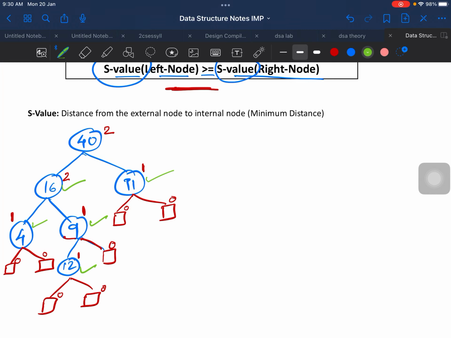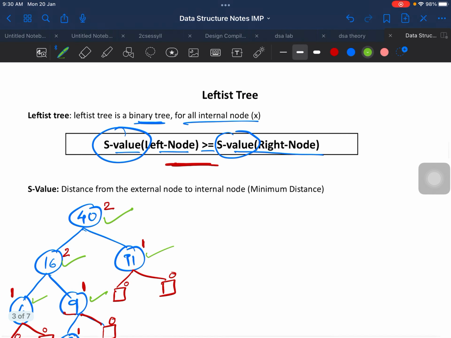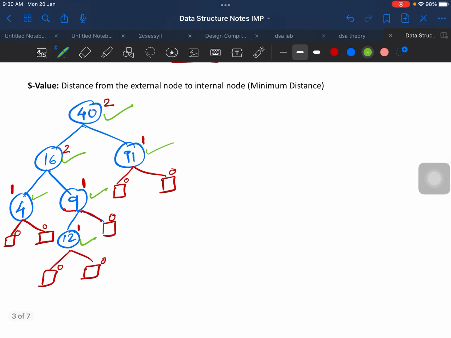Now come to 40. So 40, S value of left node, S value of right node, that is 2 1. 2 is greater than or equal to 1. Yes, that's why this is valid. So see, all the nodes are satisfying the property of what? Leftist tree. That's why this tree becomes a leftist tree. So this tree is called a leftist tree.